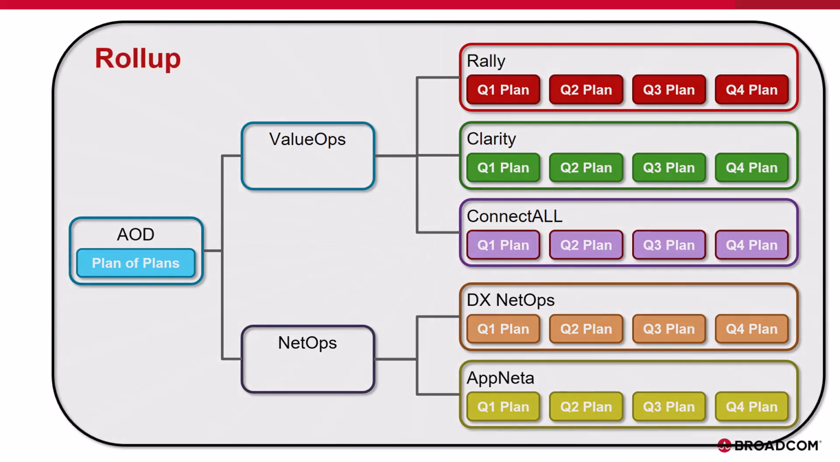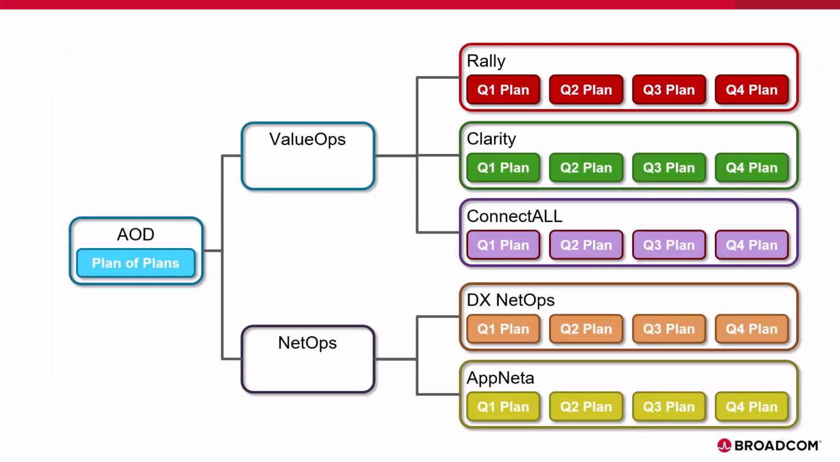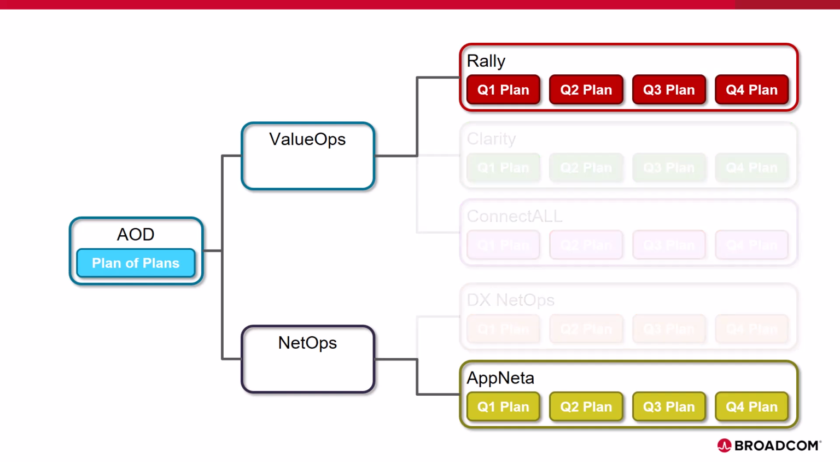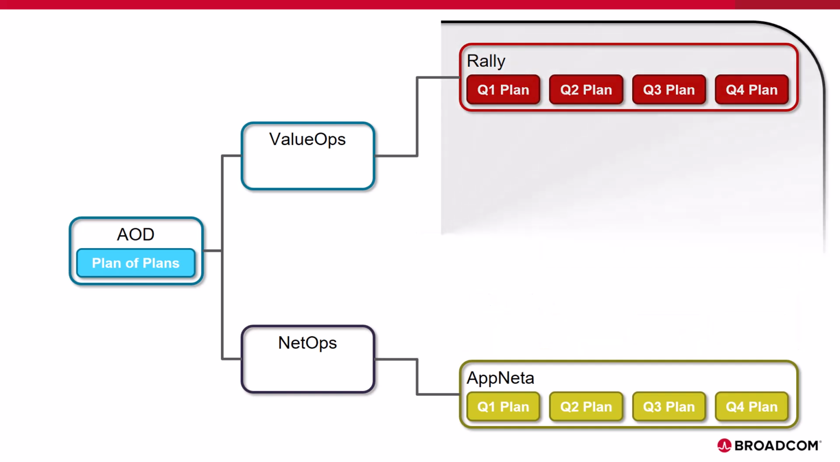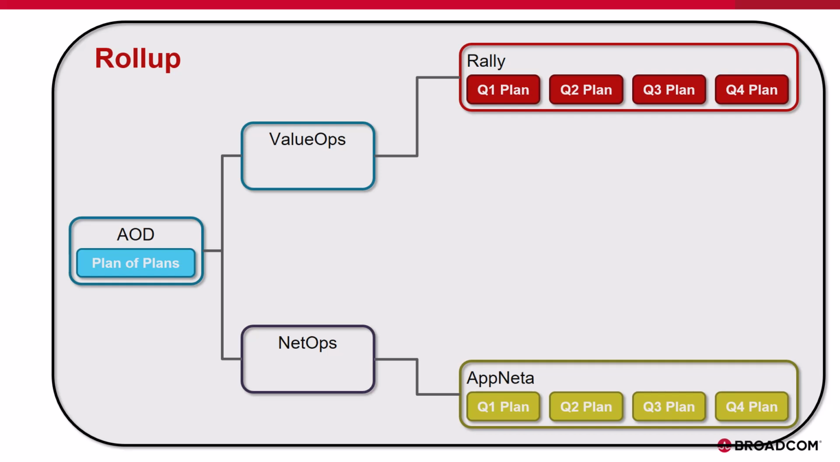In a roll-up plan, each child release plan has to be at a lower descendant level in your hierarchy than your plan of plans. But your plan of plans doesn't have to include every descendant. So what if Rally and AppNeta were working on one or more shared initiatives and we needed to coordinate their planning? We could create a roll-up plan at the AOD level that only included these two projects.